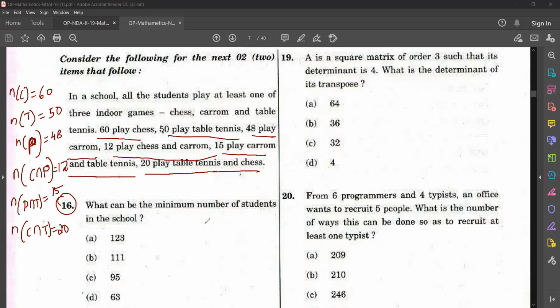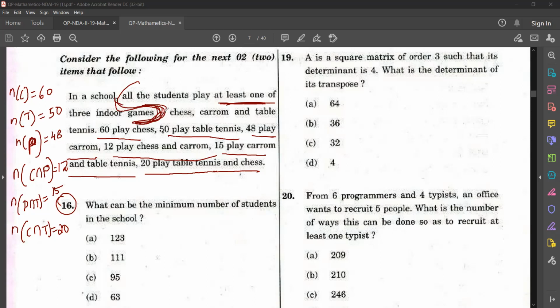You have to find out the minimum number of students. First we will see the minimum number of students in the school. They are already saying all students play at least one of the three indoor games.